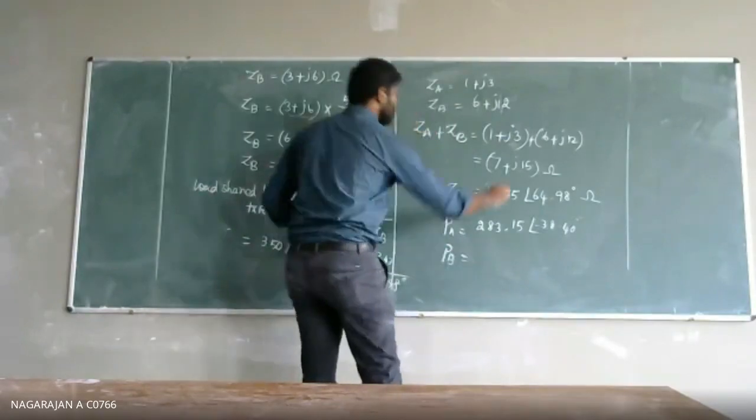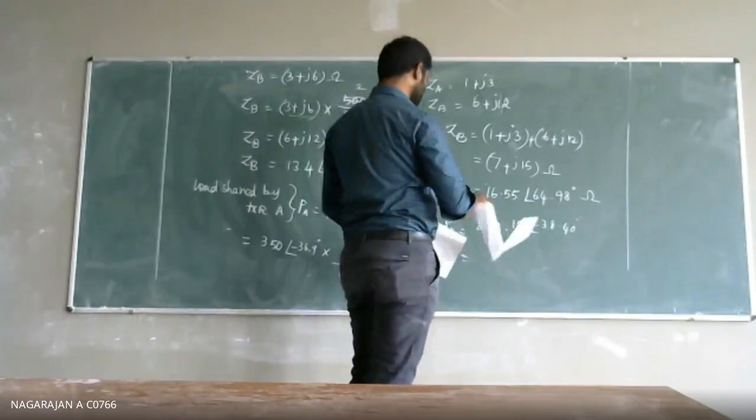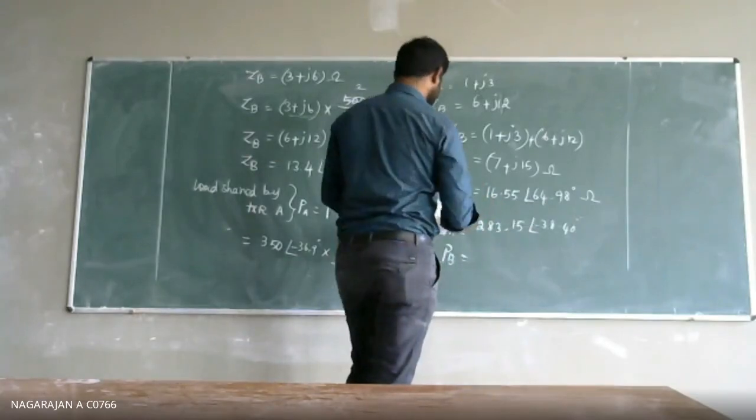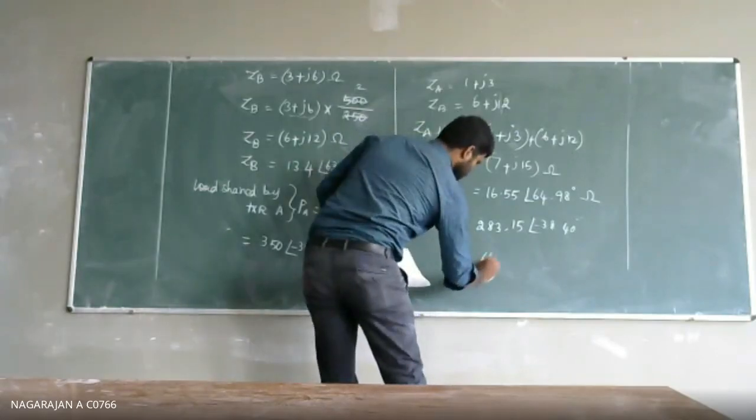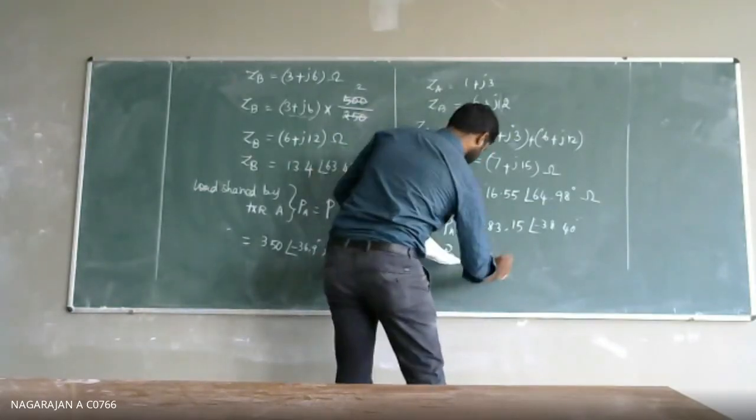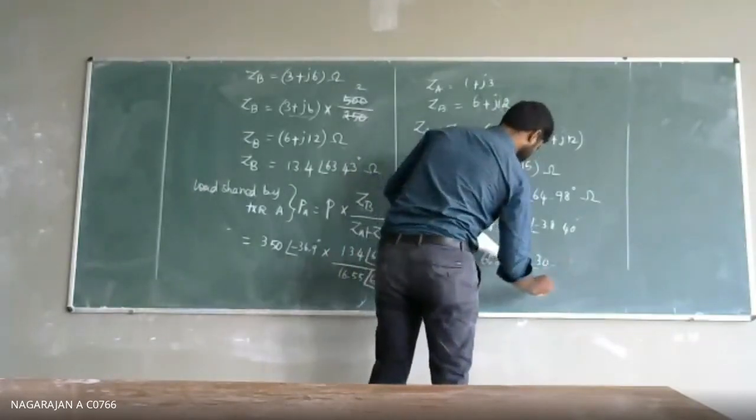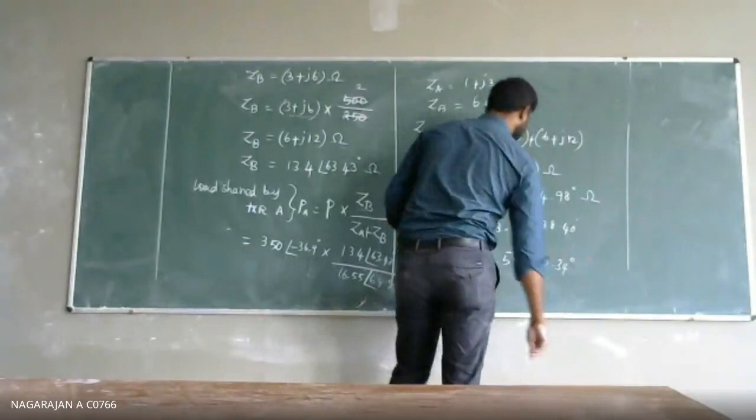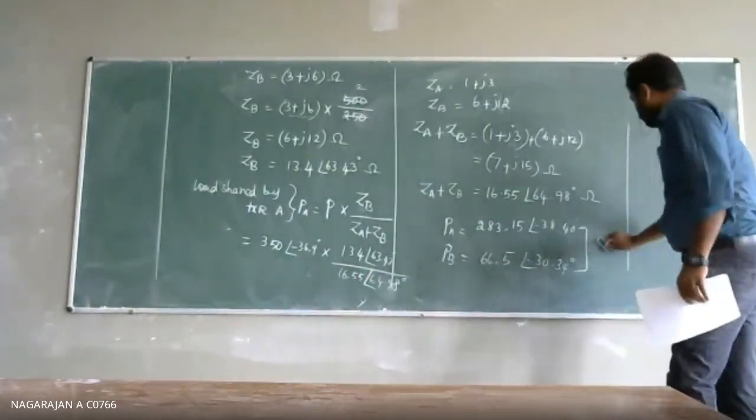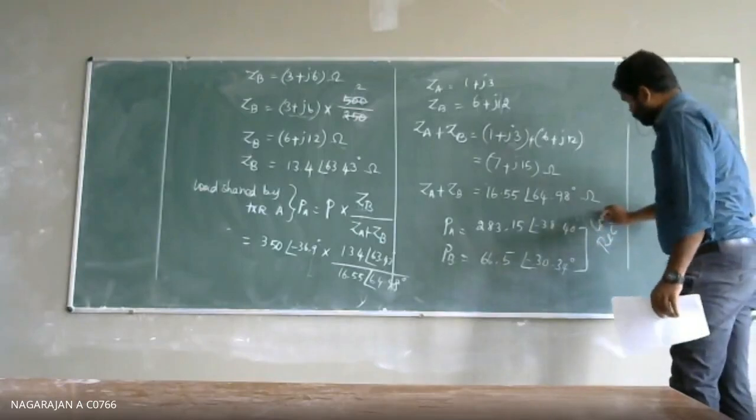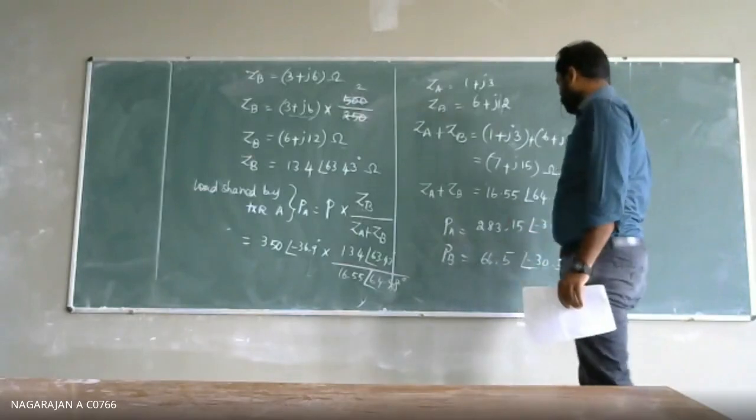For SB, write all the equations and solve the problem. I'll just put the answer first. SB will be 66.5 with an angle of minus 30.34 degrees. So convert this into rectangular form. You will get the sum of these two as 350.